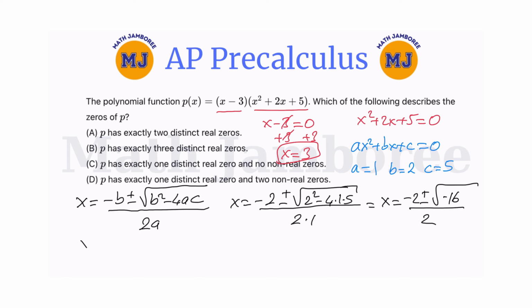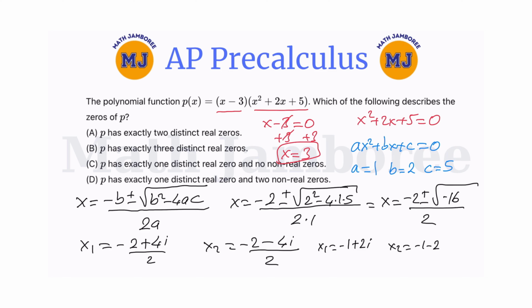So we can write x1 as negative 2 plus the square root of negative 16, which is a complex number. Technically it's 4i, over 2. And x2 is negative 2 minus 4i, over 2. As you can see, we can simplify these as well. x1 is negative 1 plus 2i, and x2 is negative 1 minus 2i.